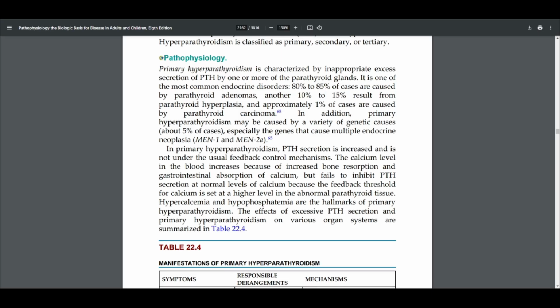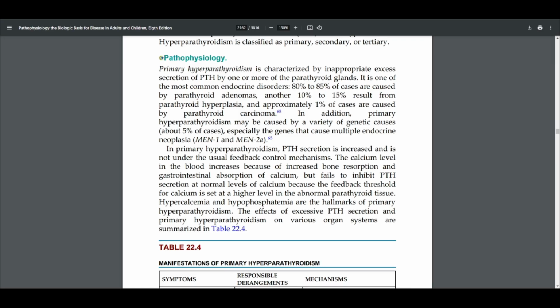The calcium level in the blood increases because of increased bone resorption and gastrointestinal absorption of calcium, but fails to inhibit PTH secretion at a normal level of calcium because the feedback threshold for calcium is set at a higher level in the abnormal parathyroid tissue. Hypercalcemia and hypophosphatemia are the hallmarks of primary hyperparathyroidism.